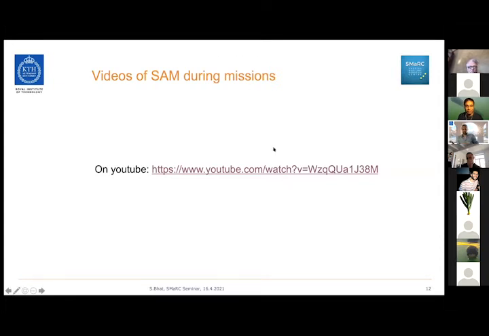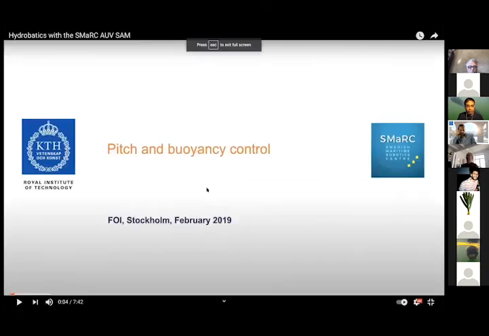So I'm going to share another screen now, just for that. Just a moment, please. Okay, can you now see my screen with pitch and buoyancy control? Yes.